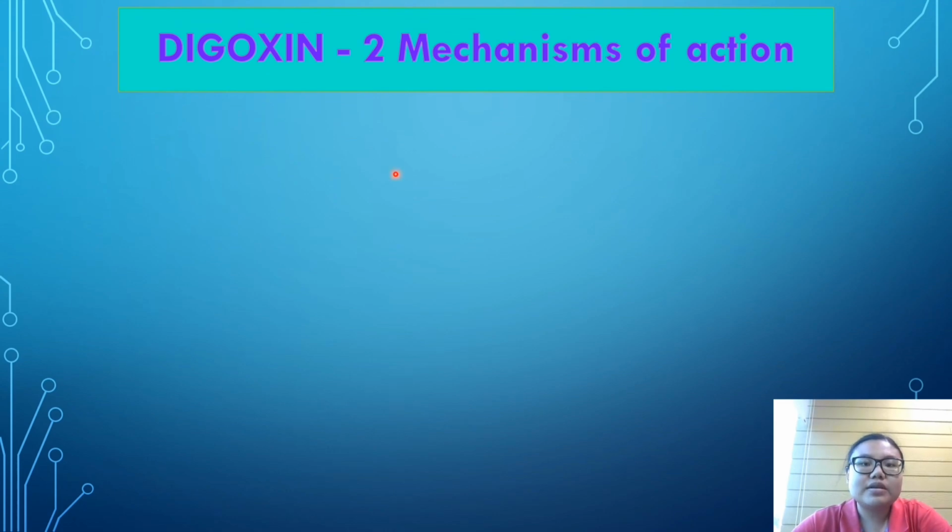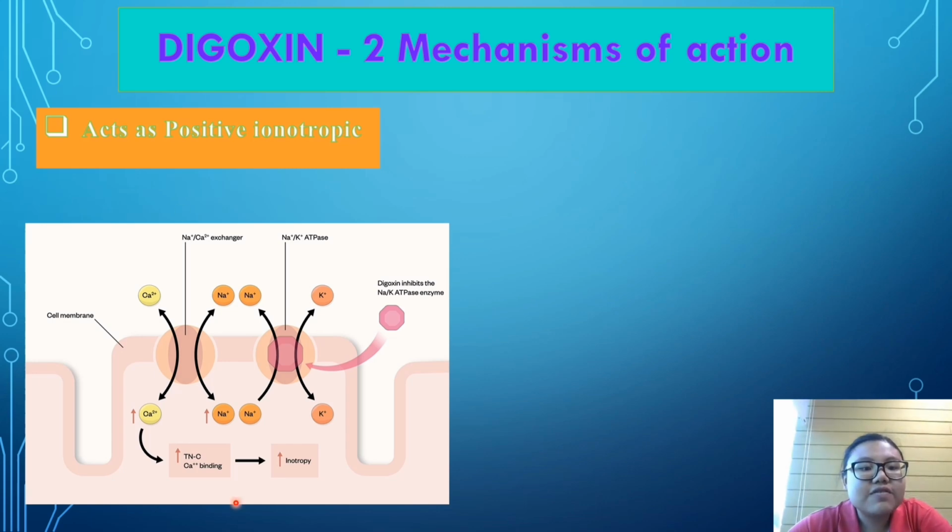We're going to see the two mechanisms of action of digoxin. First, digoxin acts as a positive inotrope. If you look at this diagram, digoxin inhibits the Na/K ATPase enzyme, which results in a reduction of intracellular potassium. This increases intracellular sodium and decreases calcium expulsion through the sodium-calcium cation exchanger.